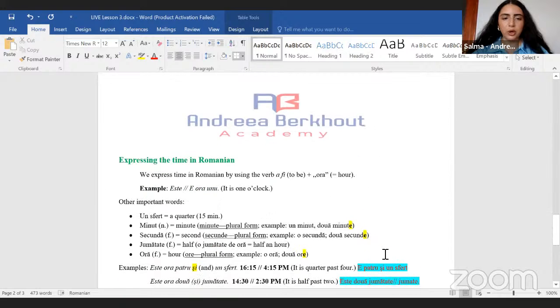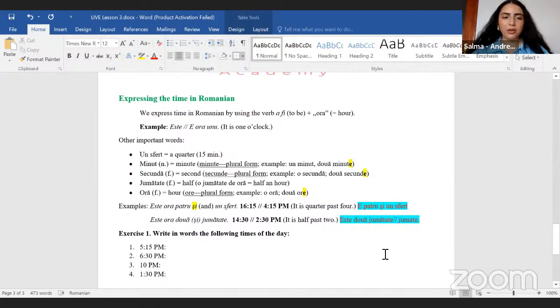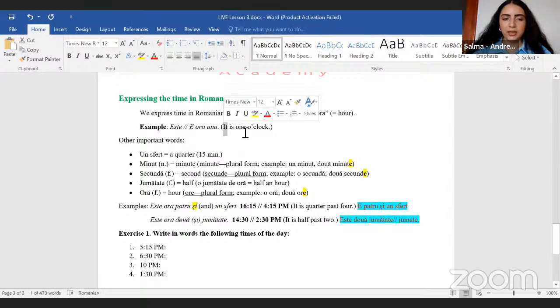Okay, and now that we know some numbers and we know how to conjugate the verb to be, we can now express the time in Romanian. It is very easy. To express the time in Romanian, we use the verb to be, a fi, plus ora. Ora literally means hour. For example, este or e ora 1. It is 1 o'clock.